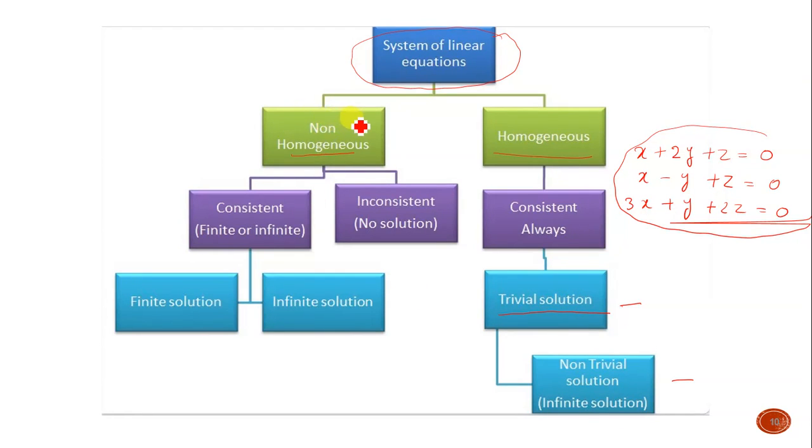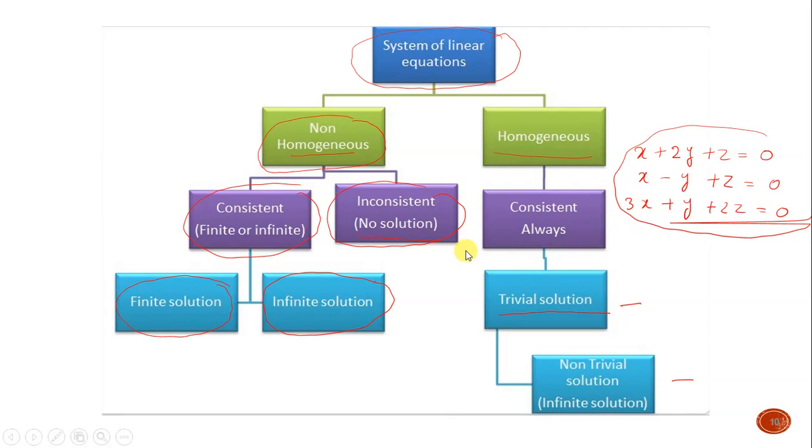And the second type of system of linear equations is the non-homogeneous system. In these three examples, we have two situations: one is consistent and the second is inconsistent. Consistent means either we have one solution, or we have infinitely many solutions. For inconsistent, we have one situation, which is no solution.